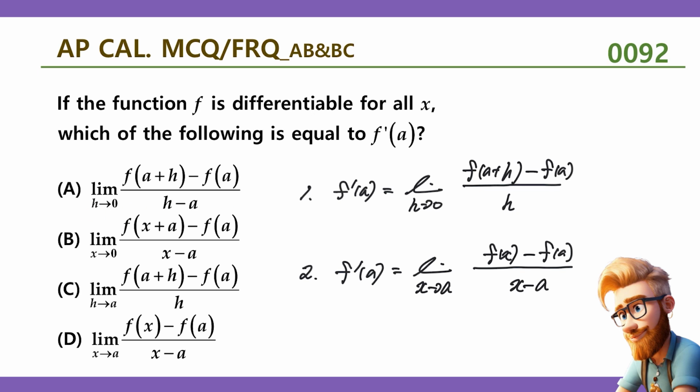Option A, no, right? It has h minus a. Option B has x approaches 0. No, it should be x approaches a. Okay, so B is not true. C, limit as h approaches a. No, right? h has to approach 0.